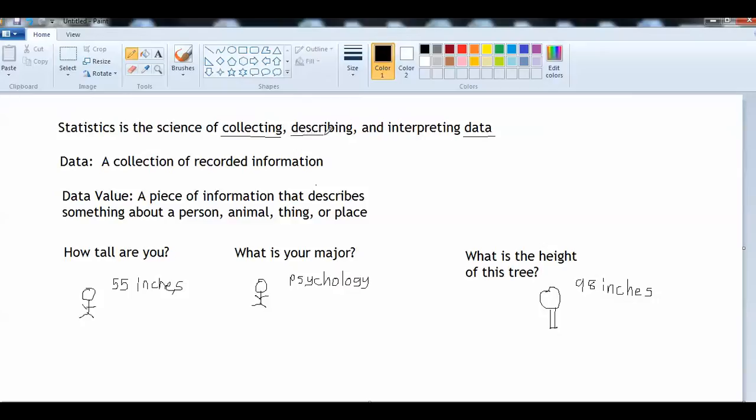Describing data. Describing data just means, well, at least in this class, it means to summarize or condense data into a way that's easier to understand.